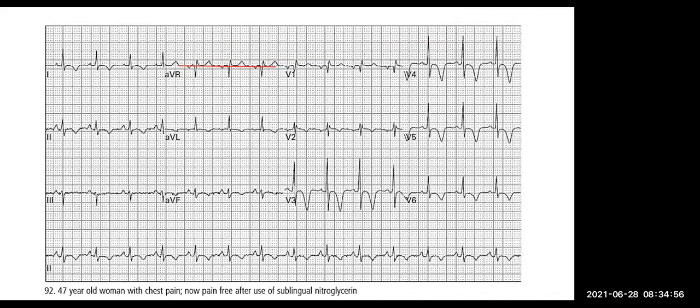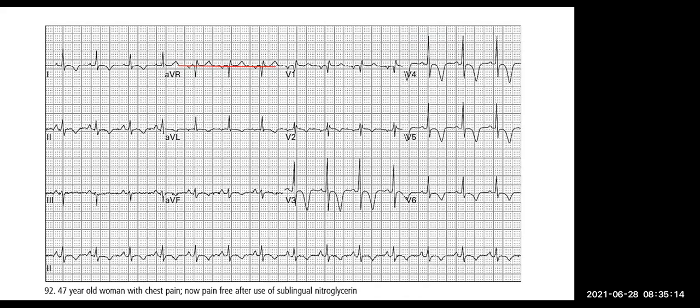So we can see that if that's the isoelectric line, this ST segment is ever so slightly above it, right? Not by a lot, but it is there. So there is clearly a slight ST elevation as well, right? So what's your plan now? What are you going to do for this patient?